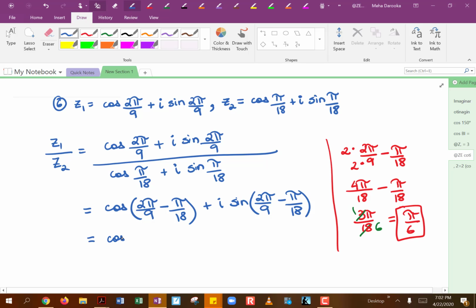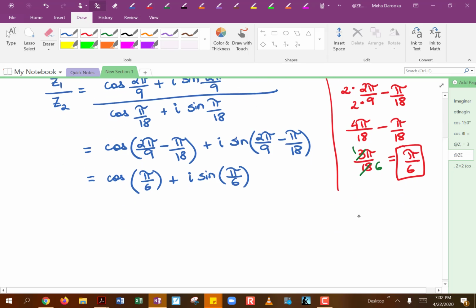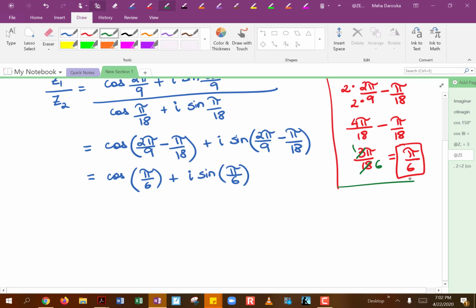Okay, so we can rewrite this as cosine of pi over 6 plus i sine of pi over 6. Okay, so of course we can use our unit circle to find the value for cosine of pi over 6 and sine of pi over 6. So let's see what those come out to be.